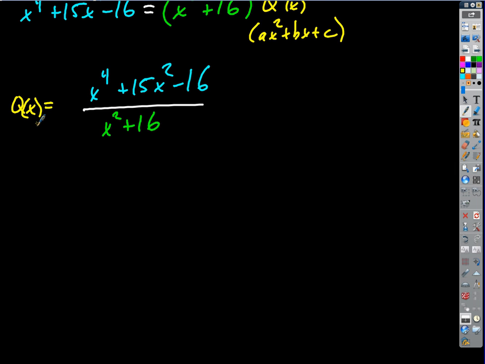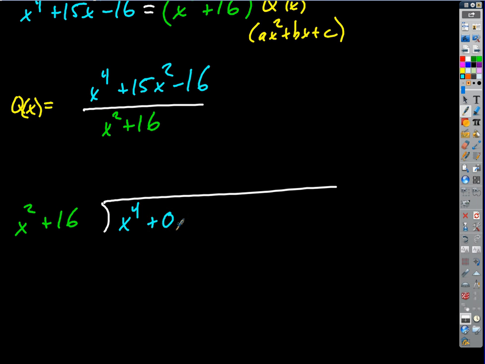So this is a long division problem, so you walk me through this. What goes out front? X squared plus 16. Okay, what goes inside? Oh, plus 0. I've got to hold the column for every power of x. 0x. You write it down.